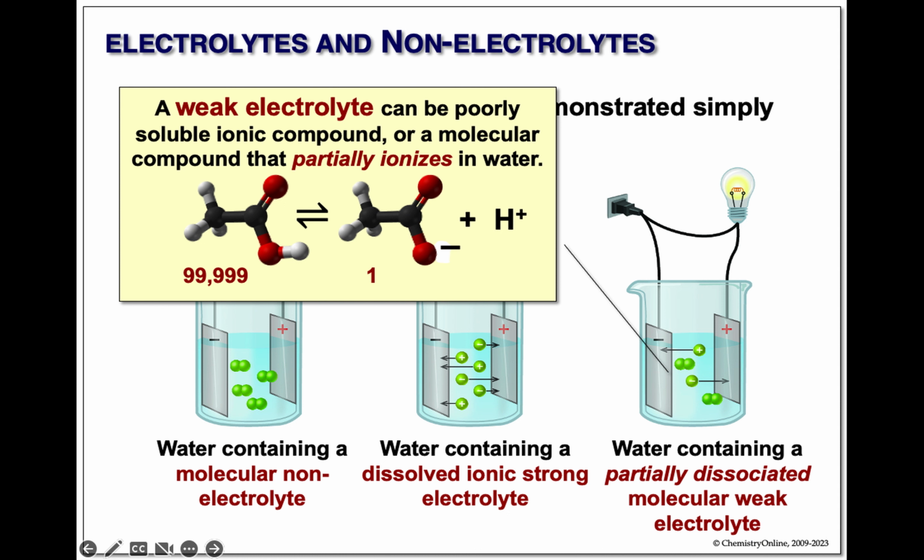These are ions, but this is an equilibrium process. We'll talk about that in Chapter 8. And this equilibrium is such that basically 100,000 to 1 is our ratio. We have mostly undissociated acetic acid, and every now and then we'll have one that ionizes. So it's a weak electrolyte and a weak light bulb. Again, we'll talk more about this in Chapter 8.